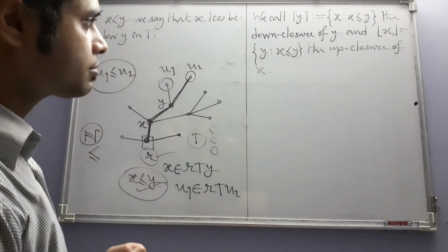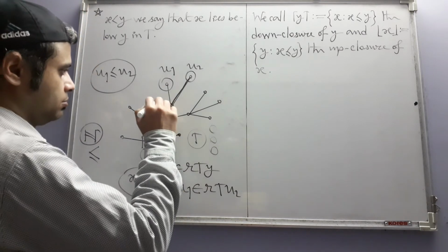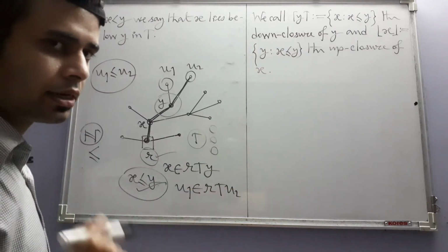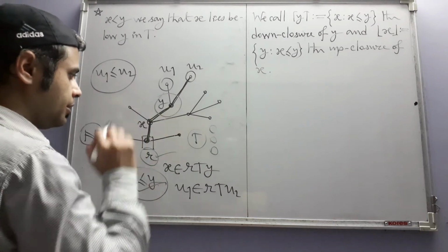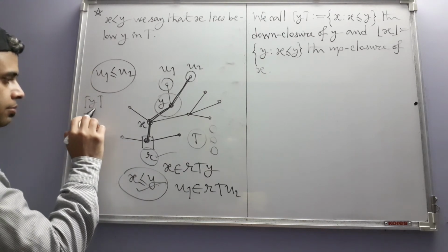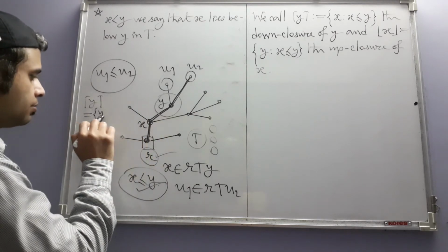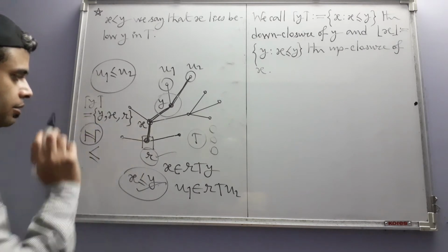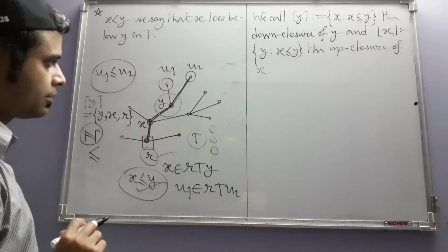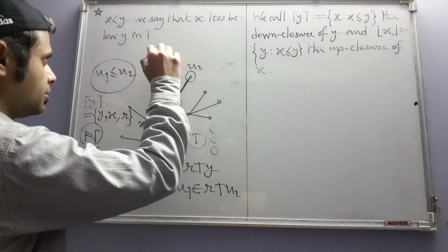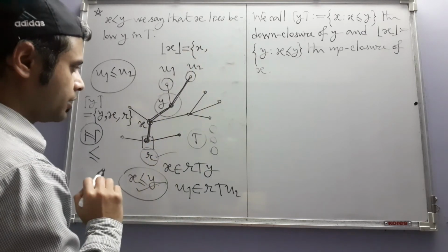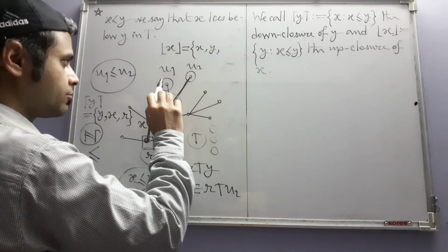So that means what? If your y is this, the down closure of y is the set of those vertices that are less than or equal to y. So clearly in this particular instance, the down closure of y will be y of course, x and r. And the up closure of x, for this case, will be x, of course. x is less than or equal to x, x is less than or equal to y, and x is also less than or equal to u1 as well as u2.